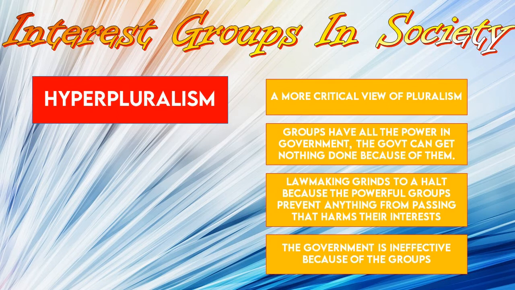So hyperpluralism starts with the same understanding as pluralism, that there's a bunch of groups and that these groups are all pursuing their own interests and all this kind of stuff. But hyperpluralism would argue that the groups have become way too powerful, that the groups end up now with all of the power in government. Hyperpluralism would tell us that the government can't get anything done because of the power of these groups. Anytime we're trying to pass policy, lawmaking really slows down and we end up with a lot of gridlock because these powerful groups prevent any laws from being passed.